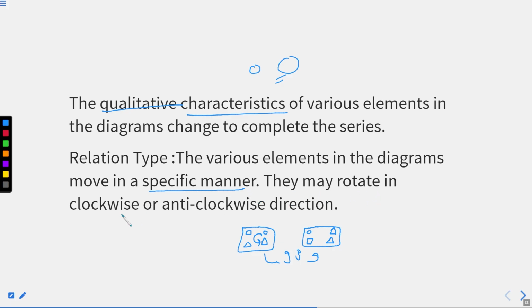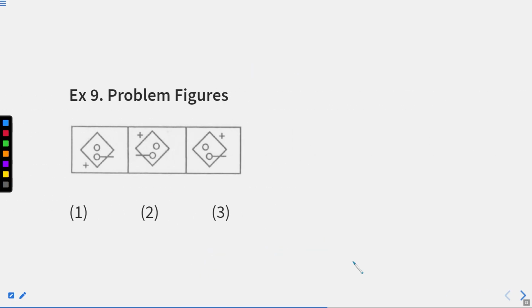They may rotate in the clockwise or anti-clockwise direction, right? Here I moved them in an anti-clockwise direction. They may move in a clockwise direction as well, by 90 degrees, by 180 degrees, or by any other amount, right? It depends on the pattern, right? Now we'll directly look at the question part. Here you can see the first part, right? What is happening and what is going to be our method or procedure.